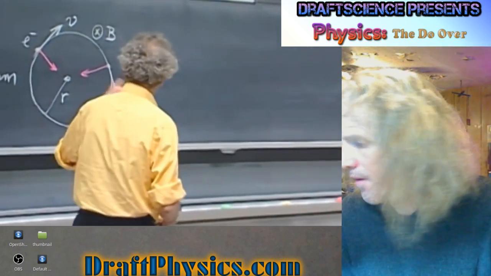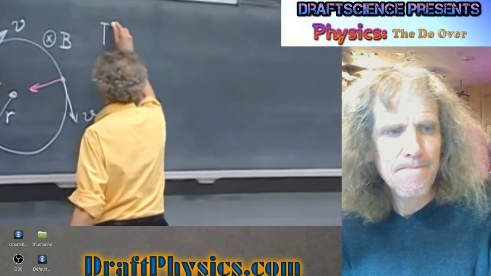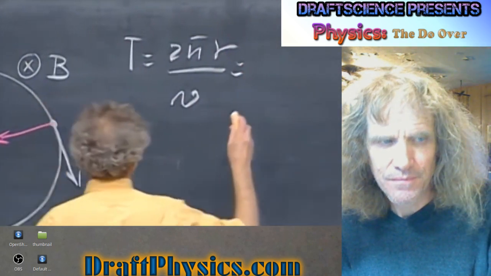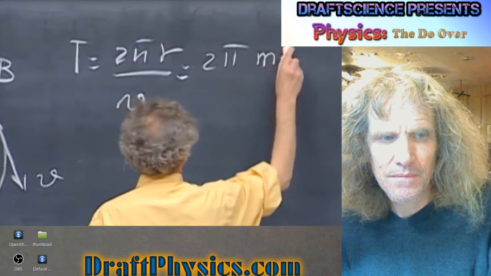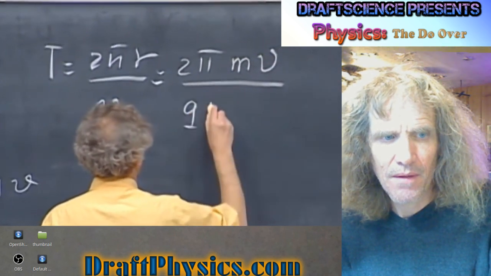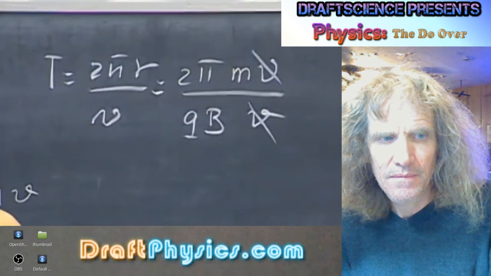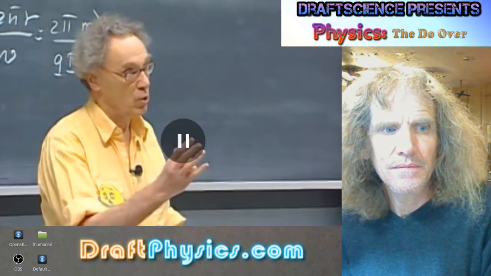The time for this electron to go around, capital T, is 2 pi r divided by v, but I know r, so I get 2 pi times mv divided by qB. And then I have this v, and I lose this v. And that is not so intuitive, but you see that the time is independent of the velocity of the electron.